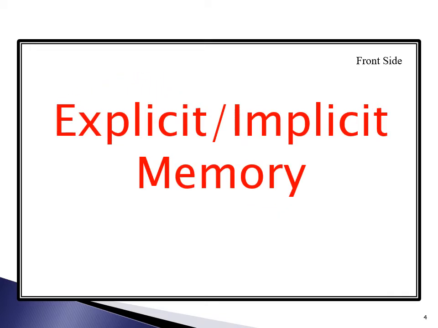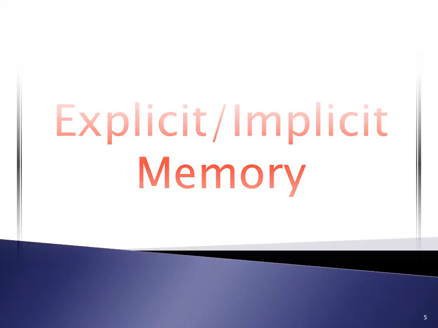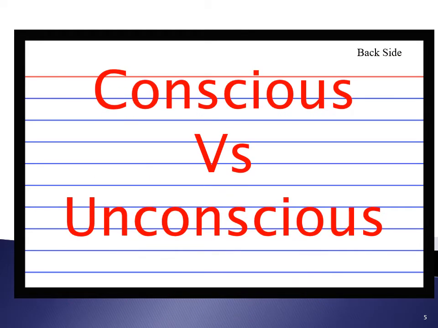Okay, note card time. There's a lot in this chapter, by the way. First key point, explicit, implicit memory. On the back side, please write conscious versus unconscious, and you can even mark which one is which.